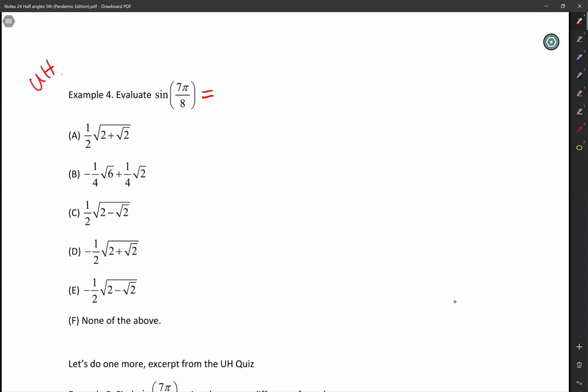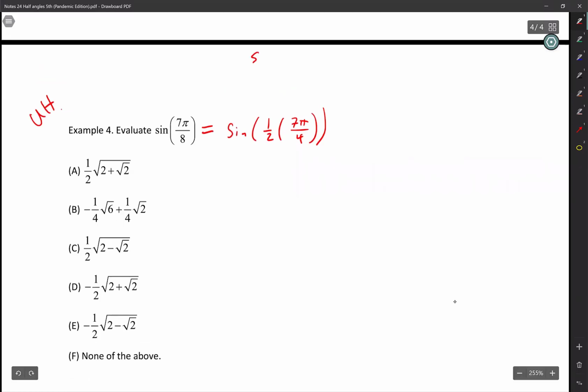Sine of 7 pi over 8. So first and foremost, when you get to a question like this, you've got to recognize that this is a half angle. I can rewrite this as sine and put a half on the outside and write 7 pi over 4. See? Half times 7 pi over 4 is 7 pi over 8. And 7 pi over 4 is an angle that I know for a fact. So here at the top, I'm going to put side notes. I know my half angle formulas. Sine of half A is equal to plus minus square root of 1/2 times (1 minus cosine of A).